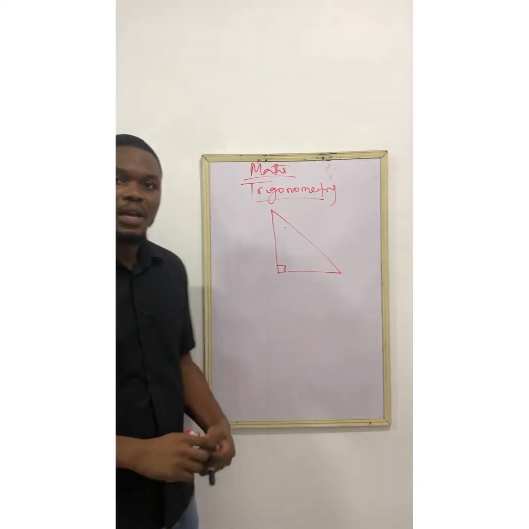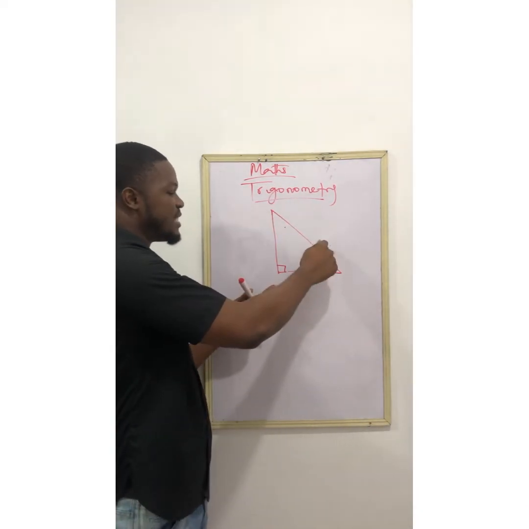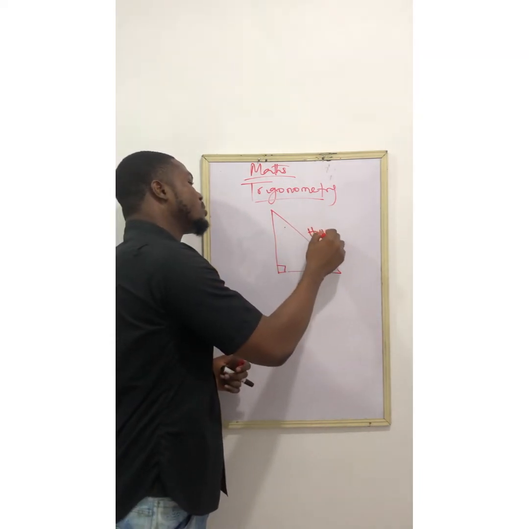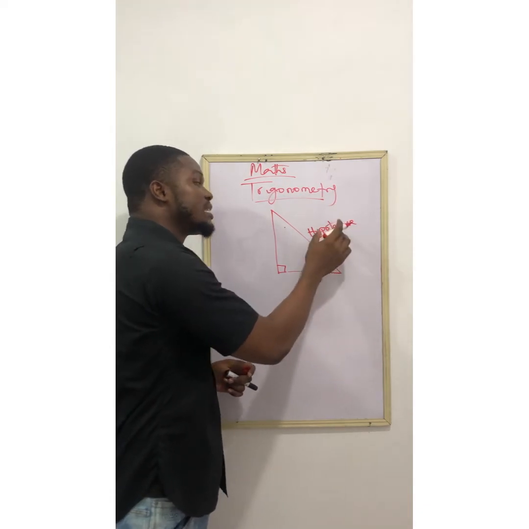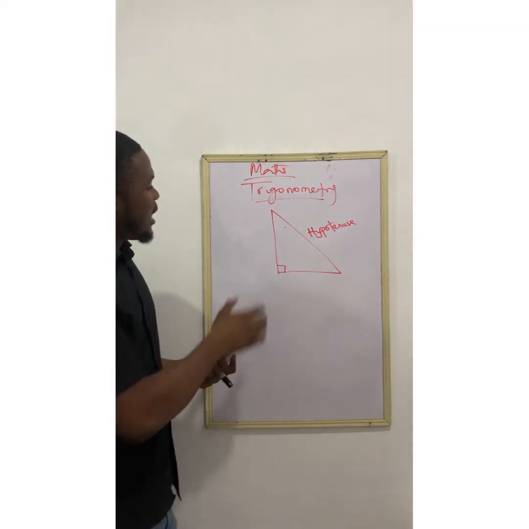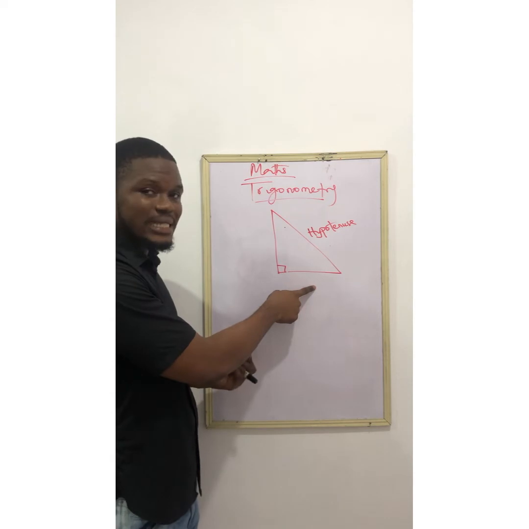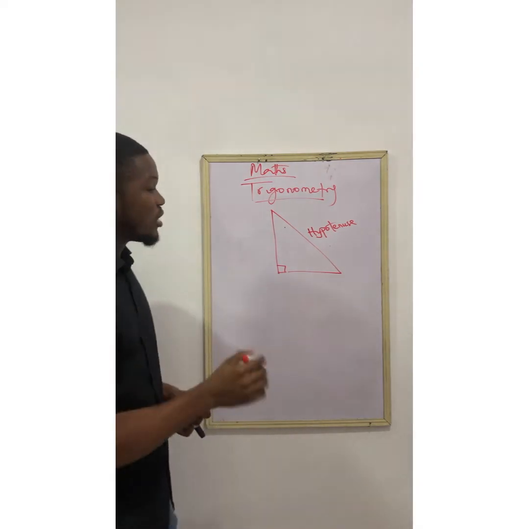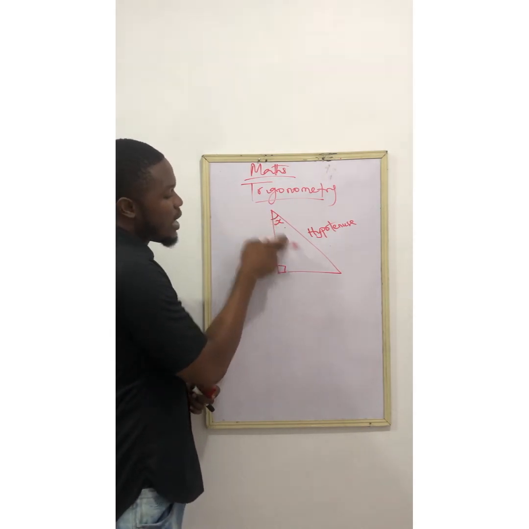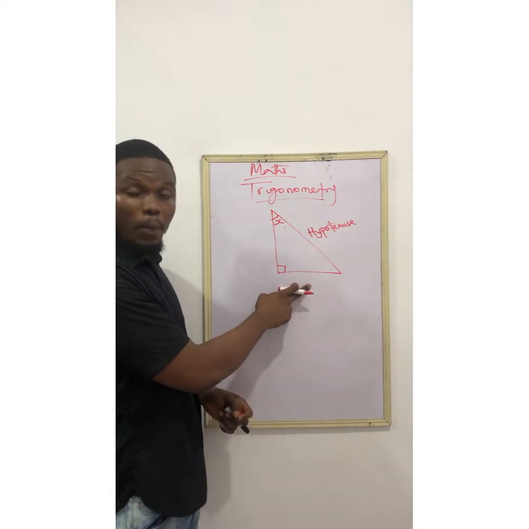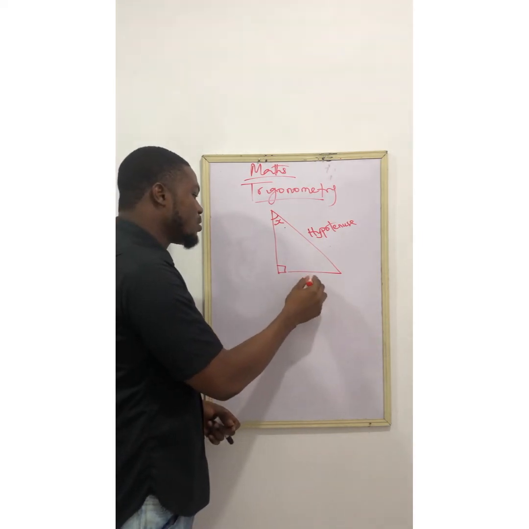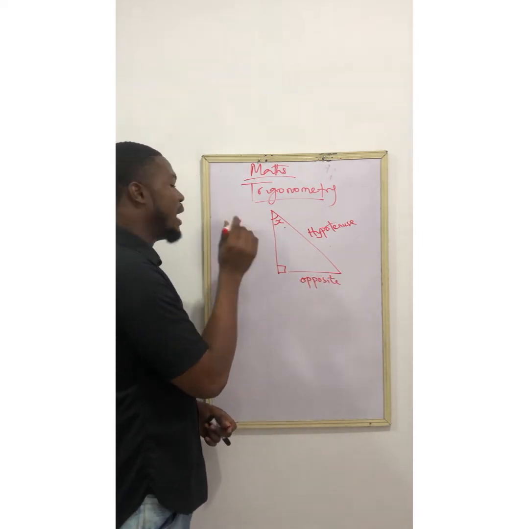There are 3 sides. So, the side facing this right angle, this side here, which is the longest side, is called the hypotenuse. It is a side that is directly facing the right angle, the 90-degree angle. Here or here can be the opposite or adjacent, depending on which angle we're dealing with. So if we're dealing with this angle here, let's say angle X, the opposite will be the side facing that angle. So here will be the opposite. And then this last side will be the adjacent.